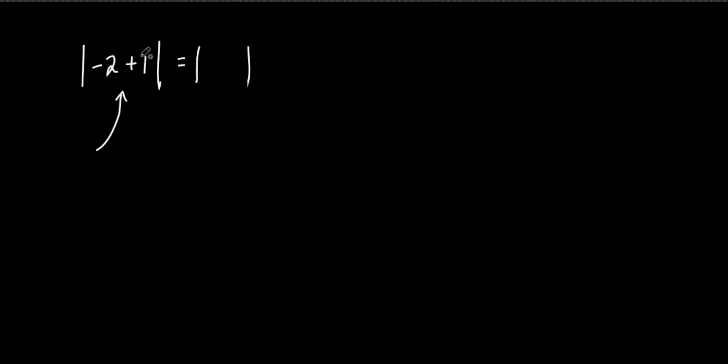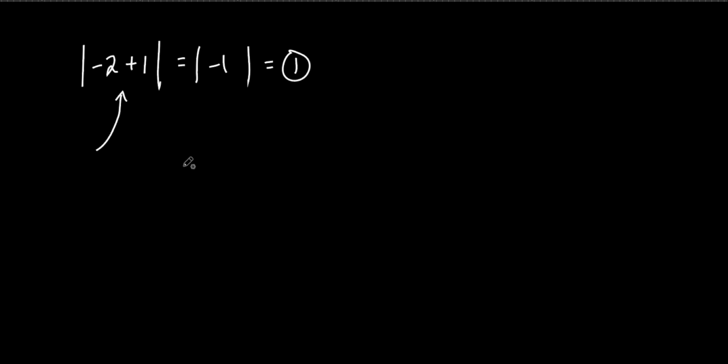So what is this? What's -2 plus 1? It's -1. But it's in absolute value, so what's the absolute value of -1? It's +1. So that's the answer to this problem right here. Everybody see that? So you just work the problem, and you come up with an answer. Pretty simple. Agree? Okay.